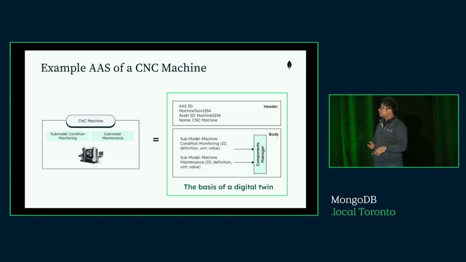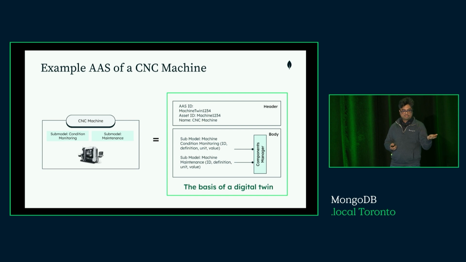So let's try to design an asset administration shell for a computer numerical control CNC machine. We have this machine, and we want to do condition monitoring. We want to know when the machine is running or not. We also want to easily be able to access information regarding maintenance of the machine. Based on these requirements, I can define two submodels, condition monitoring and maintenance. And then in the body of the shell, I can put in relevant information. For example, for condition monitoring, we can put in the total number of hours that the machine was running.